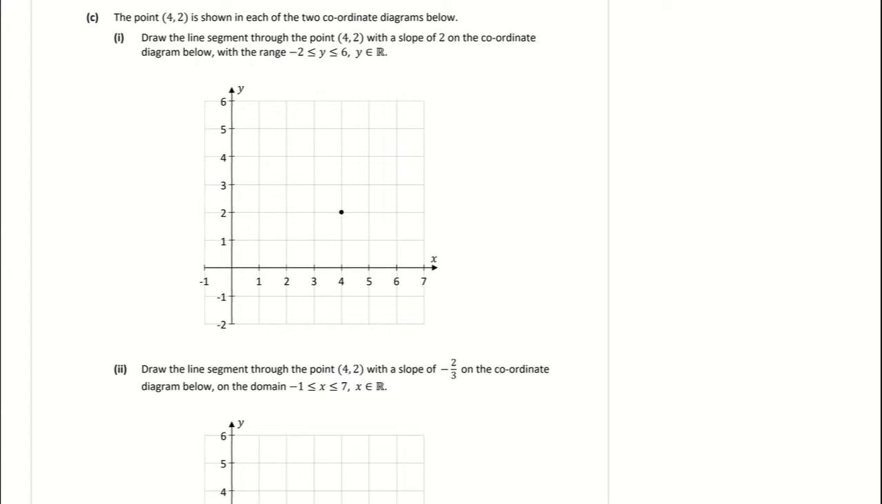Part C, the point 4, 2 is shown in each of the two coordinate diagrams below. Part 1, draw the line segment through the point 4, 2 with a slope of 2 on the coordinate graph in the range minus 2 to 6. Okay, so it has a slope of 2.